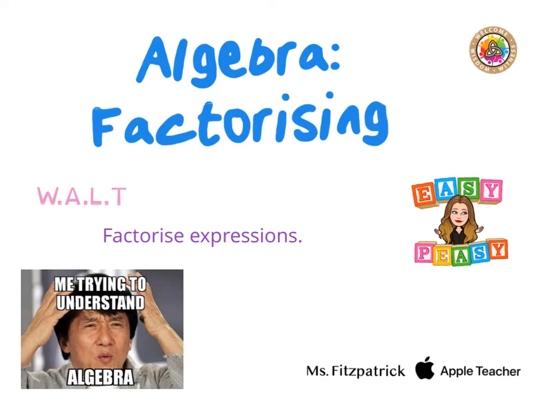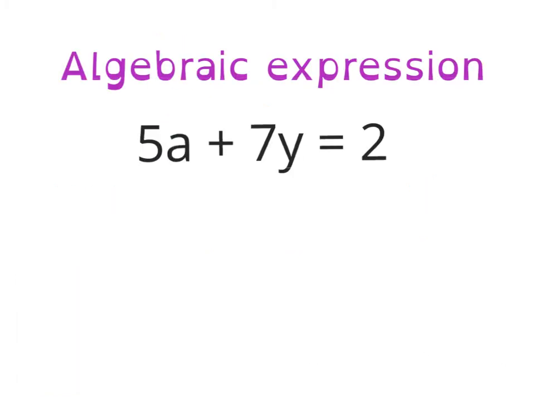This video is going to explore the different ways of factorising algebraic expressions. To be able to factorise, we must understand the different terminology used when we break down an algebraic expression. For example, this 5a is considered a term, and within this term you have the variable, which is a, and the coefficient, which is 5.